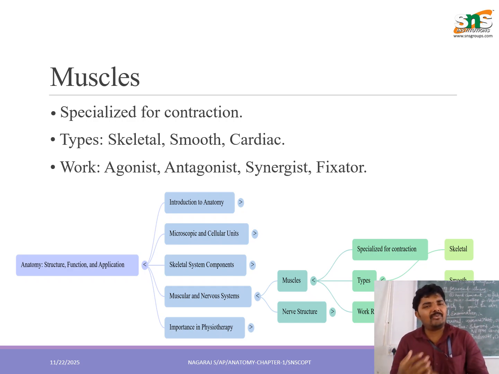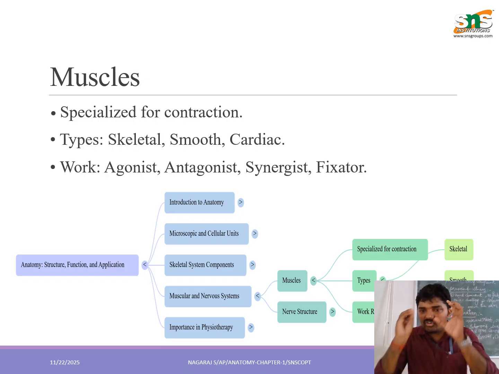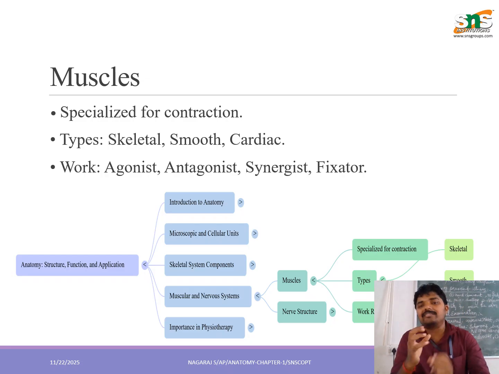Then how muscles work: the agonist, antagonist, synergist, and fixator. The agonist initiates the movement. The opposing group is the antagonist. The synergist is the muscle acting in combination in the movement. The fixator stabilizes the joint. That is a fixator.